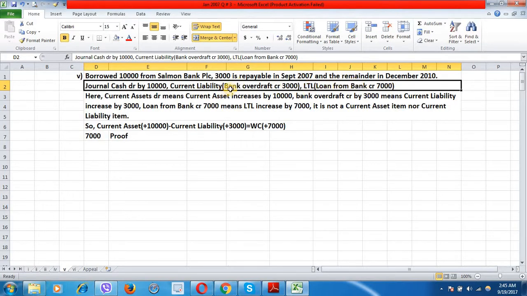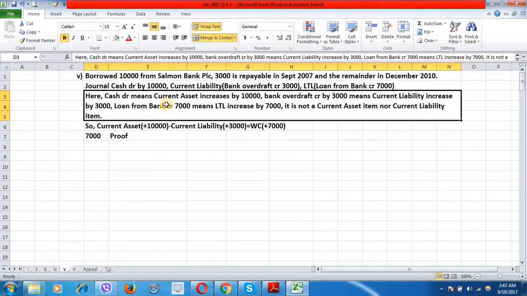I hope you are clear. I repeat, I have credited two liabilities. Short-term liability, that is the bank overdraft, because the date was mentioned that 3,000 is repayable in September 2007, and the other one is long-term liability because it is mentioned that the remainder amount is payable in December 2010. That's why I have used two liability options: current liability and long-term liability.